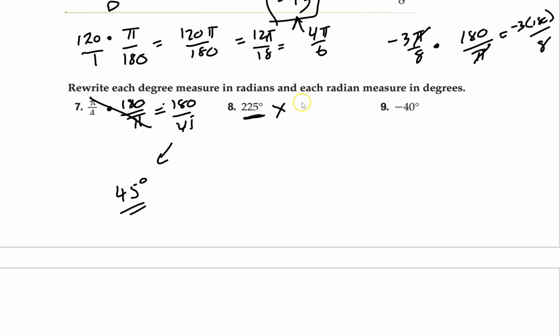If I was doing this one, 225, I am in degrees and I want to get radians. So I'm going to multiply by pi over 180. You want that pi in there now. Multiply across, 225 over 180. If you reduce that, you get 5 pi over 4. So that's how you convert from one to the other.